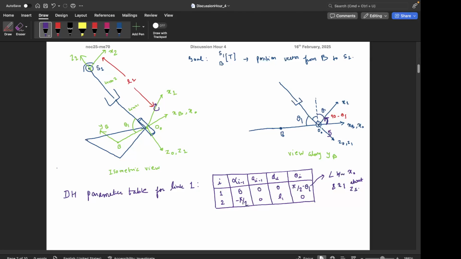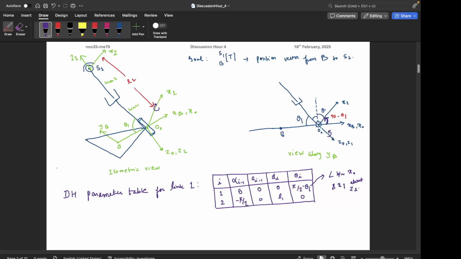Now for the DH parameter table, if you remember how theta 1 is defined, theta 1 is defined as the angle between x0 and x1 about the z1 axis, right? So that would be the definition of theta 1. And here in this side view image that I have drawn, you can see that the angle between x0 and x1 about z1 is 90 minus theta 1, right? So that's why we keep the value here 90 minus theta 1.